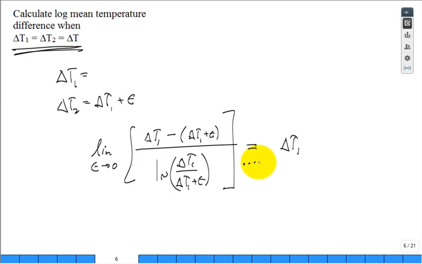How many people remember the gist of it? What was the idea behind it? You remember?